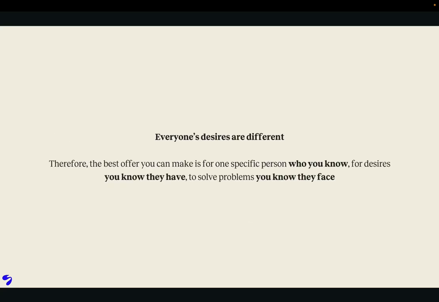And you see, everyone's desires are different. Therefore, the best offer you can make is for one specific person who you know, for desires you know they have, to solve problems you know they face. And people talk about the rule of one and targeting specific people all the time. The one way you can make that even more specific is by creating something for one, literally one person.